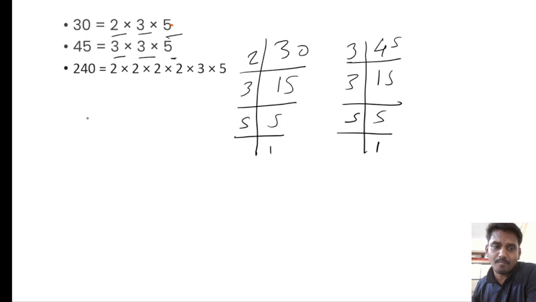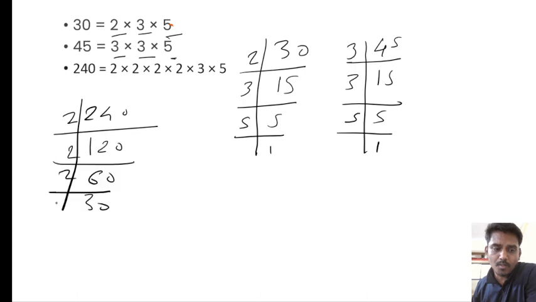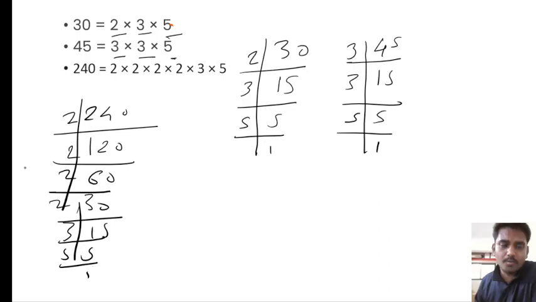Now let us do the factorization of 240. So the factors of 240, it is an even number. We begin with 2 into 120, 2 into 60, 2 into 30, then 2 into 15, then we will have 3 into 5, and 5 ones are 5. So I hope the concept is clear to you. What is prime factorization? How to find prime factors of a given number.